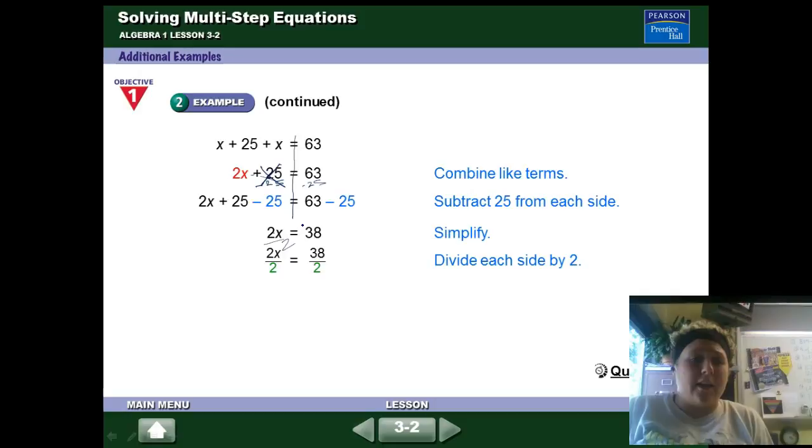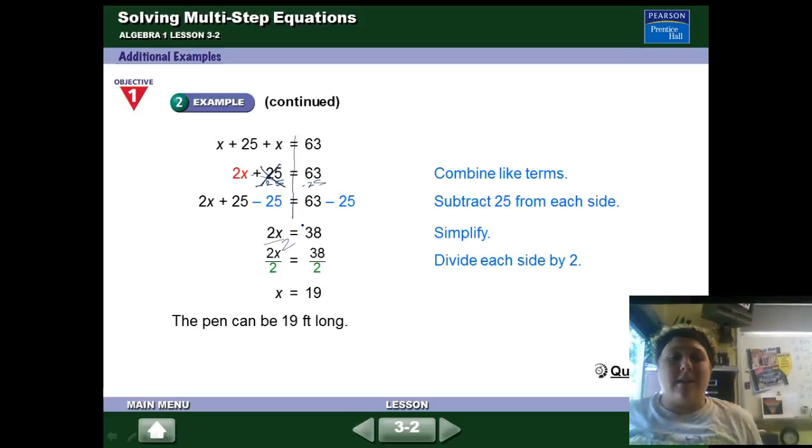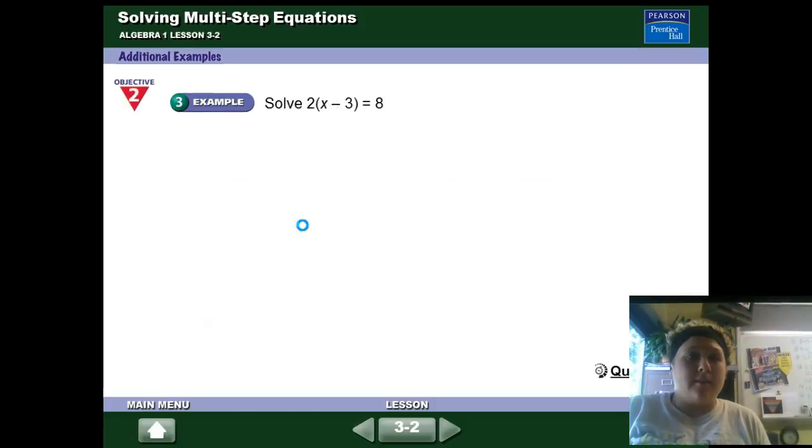You can see that in green. Whatever you do to one side, you got to do the other. So what does it leave you with? X equals 19. So we know the pen can be as long as 19 feet on each side, and then the other 25 to use up my 63 feet of fencing.